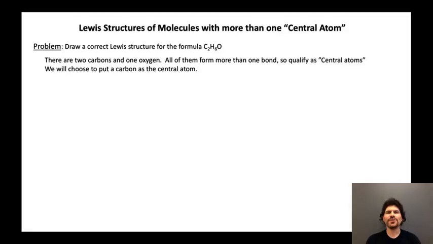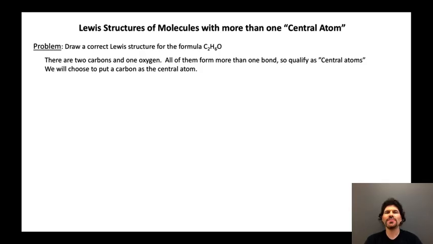We now consider the Lewis structures of molecules that have more than one central atom. So we will start by having you draw a correct Lewis structure for the formula C2H6O. In this case, there are 2 carbons and 1 oxygen. All of them form more than one bond, so based on what we talked about last time, all of them are going to qualify as central atoms. Obviously, the hydrogens are not.